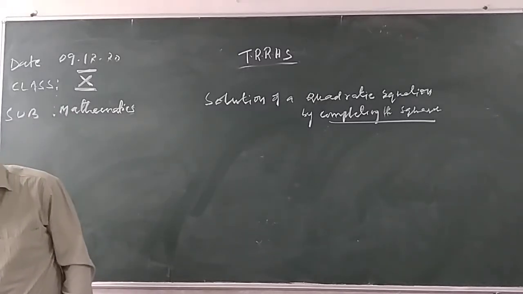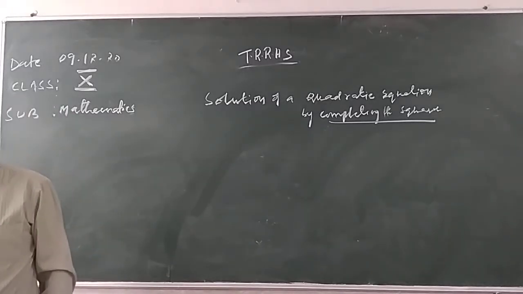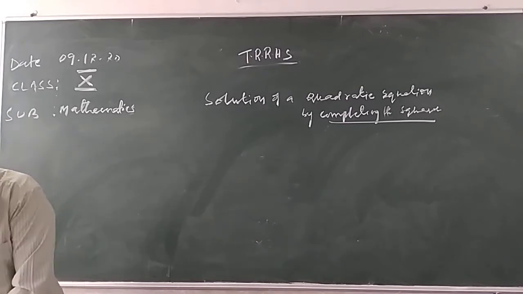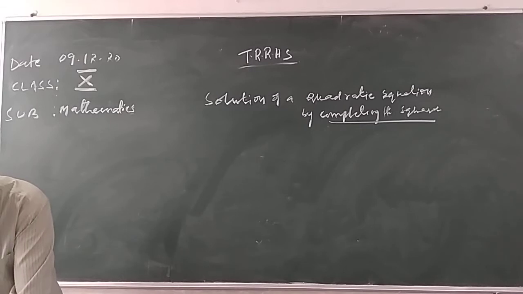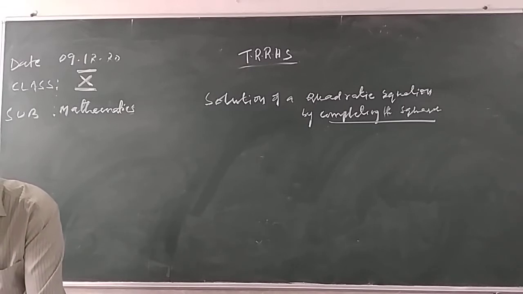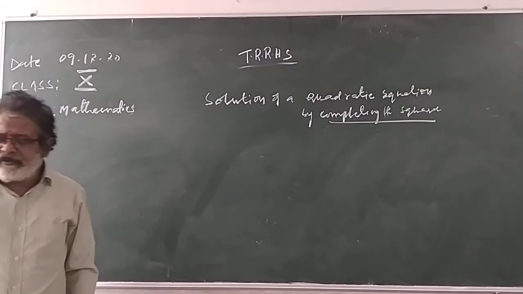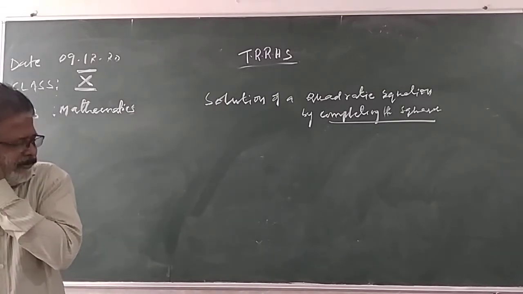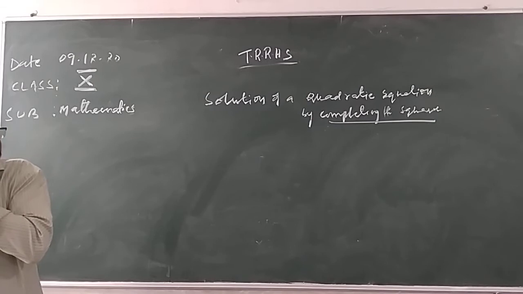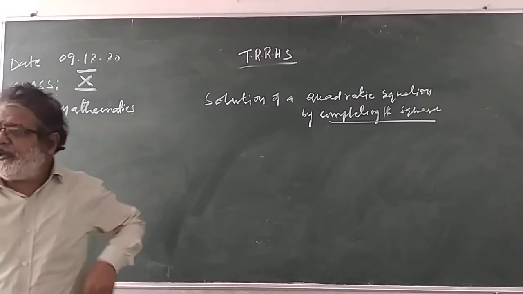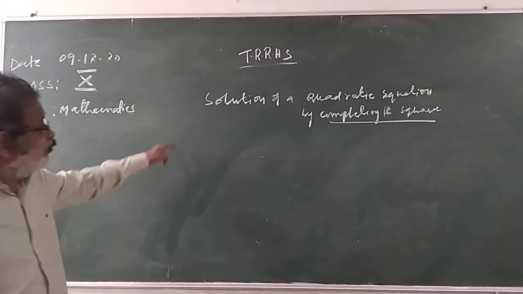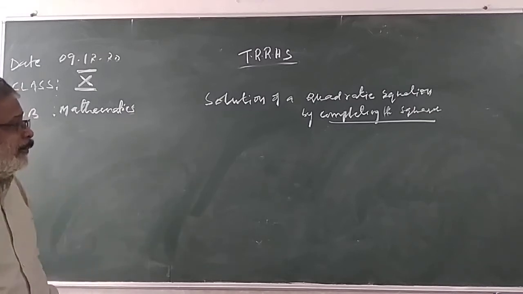How to do this? By completing the square. I will tell you. What is the general form of the quadratic equation? The general form of the quadratic equation is ax square plus bx plus c. Solution of a quadratic equation by completing the square.